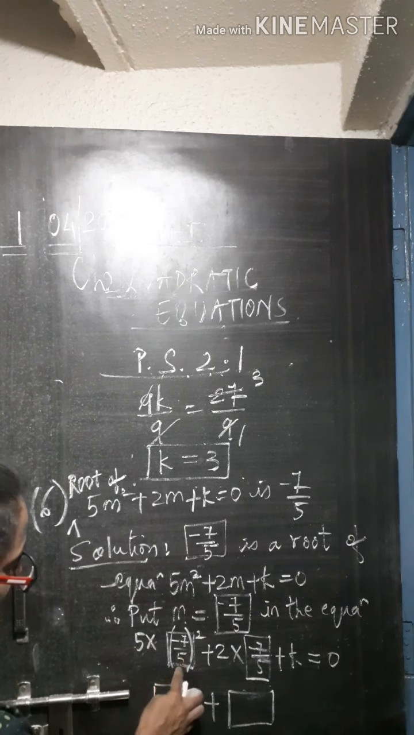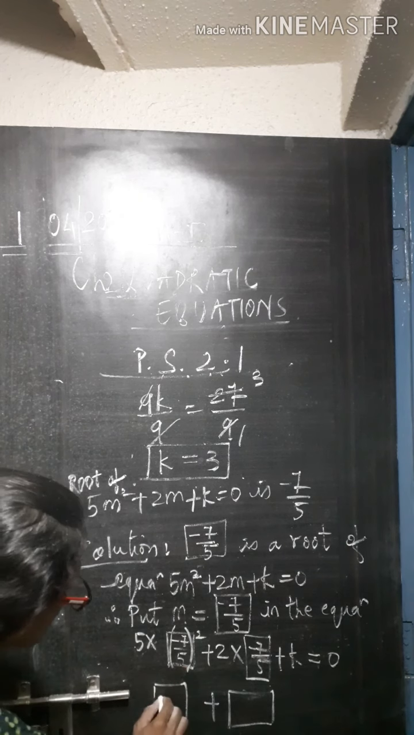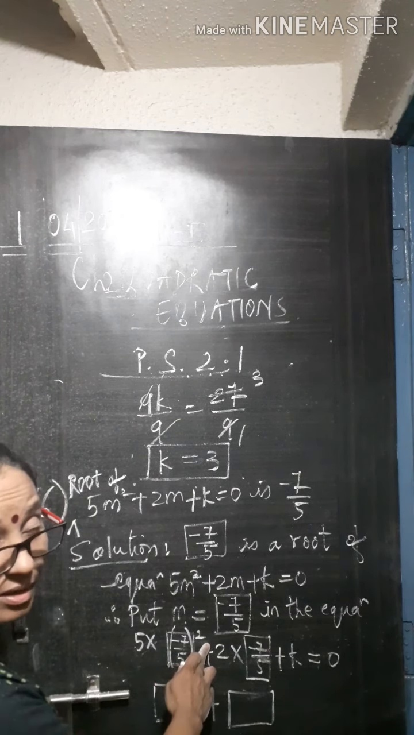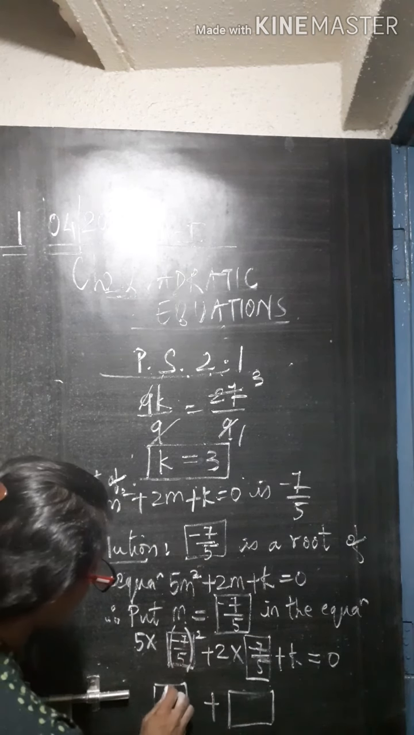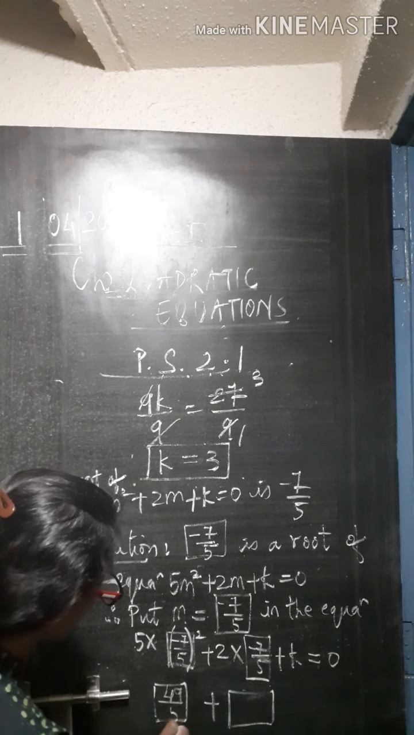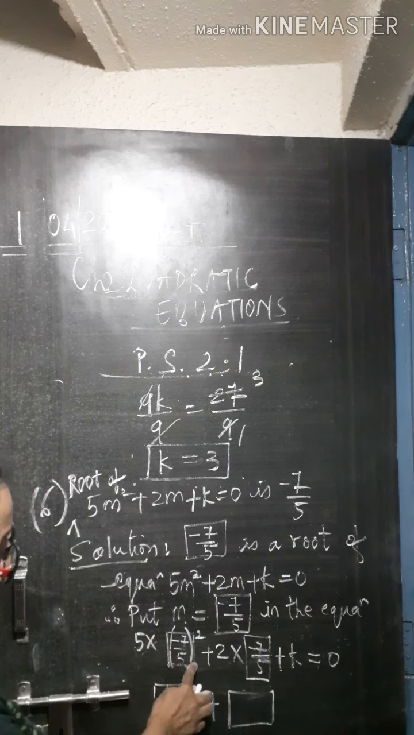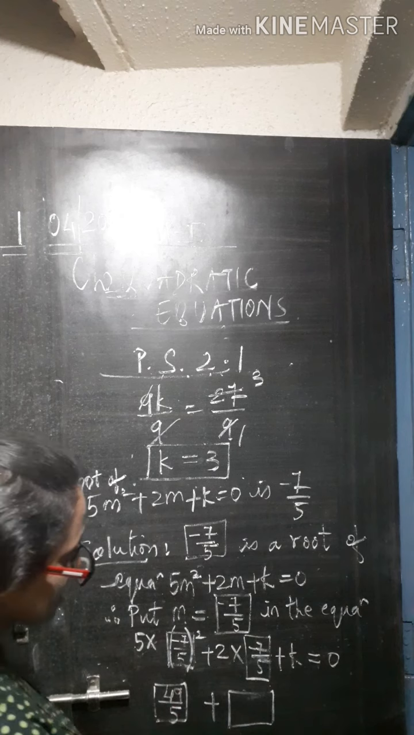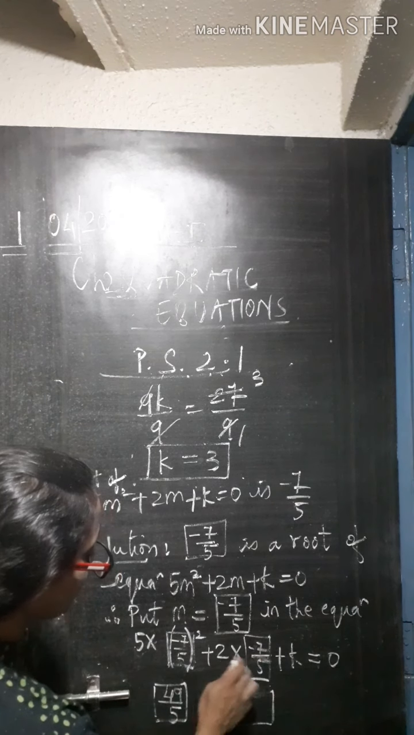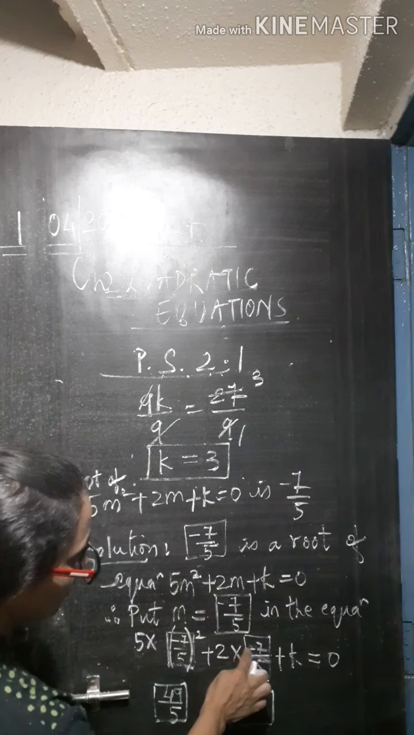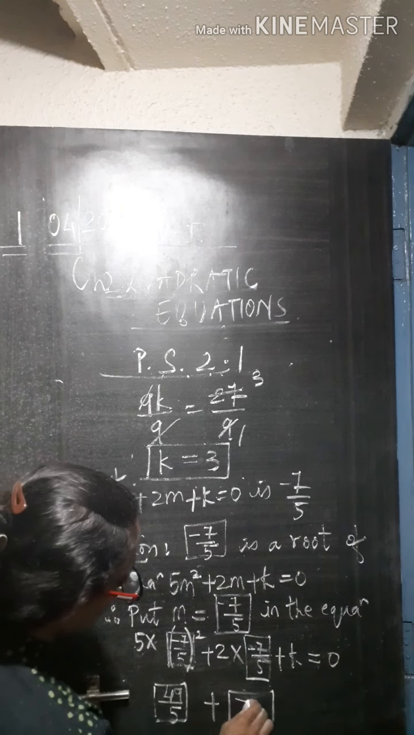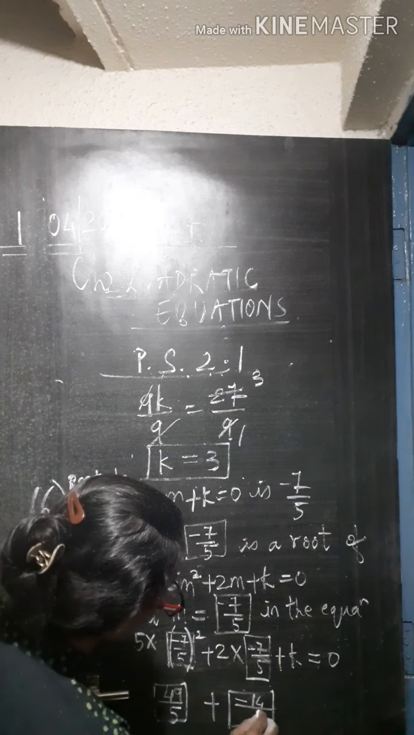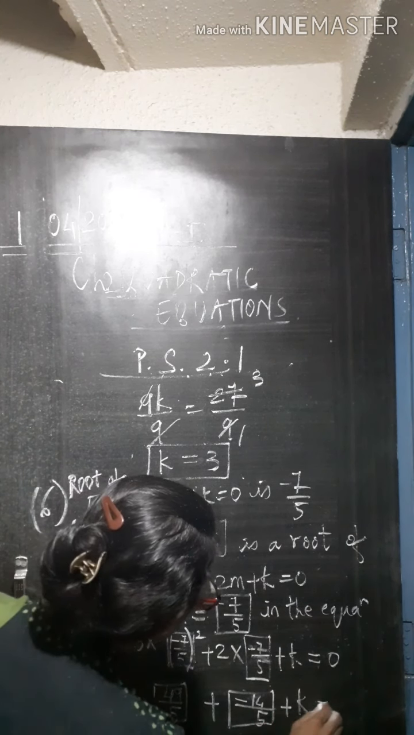5, 1 5 gets cancelled, so 1 5 remains. 7 square will be what? Minus square will be minus into minus, plus. 7 square will be 49. So plus 49 upon 5, because 5 square is 5 into 5, one 5 gets cancelled, so only one 5 remains. Now here it will be minus 7 into 2. Minus 7 into 2 is 7 2s are 14, upon 5, plus k is equal to 0.